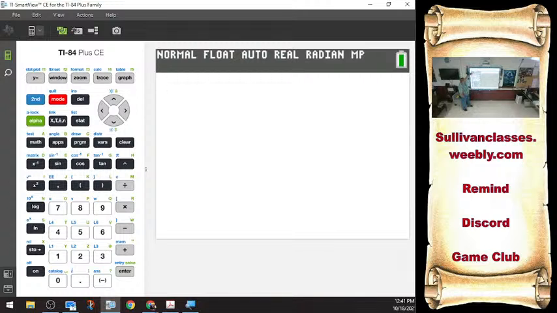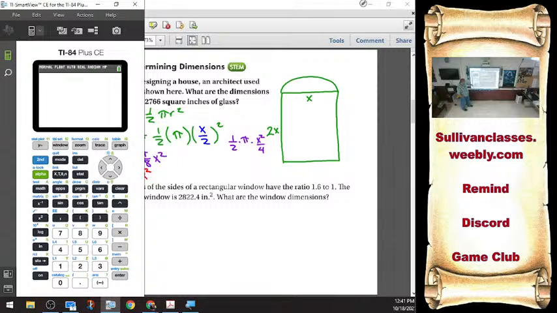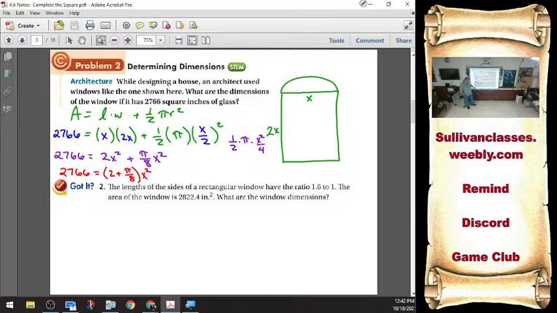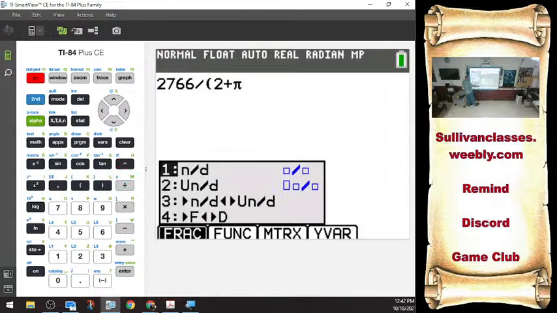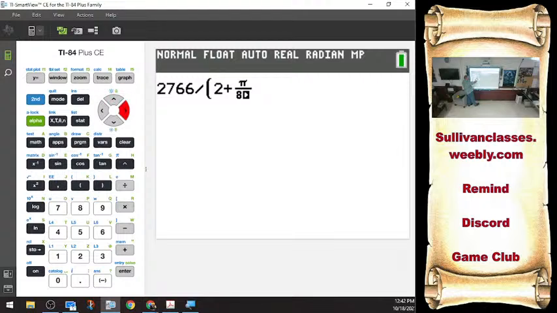Okay. What is it? So I'm going to take that 2766 and I'm going to divide it by this parenthesis of 2 plus pi over 8. 2 plus pi over 8.